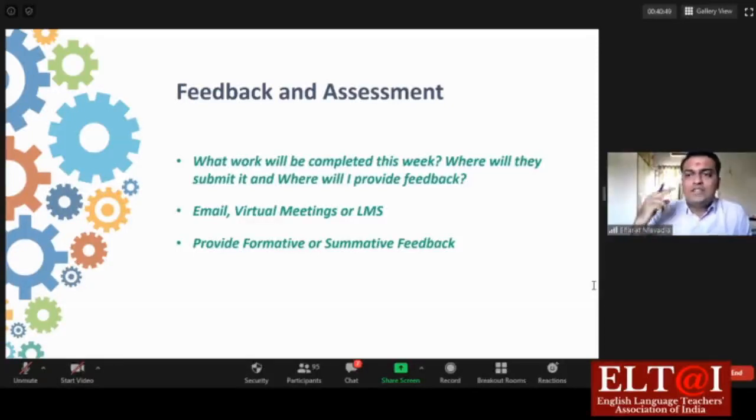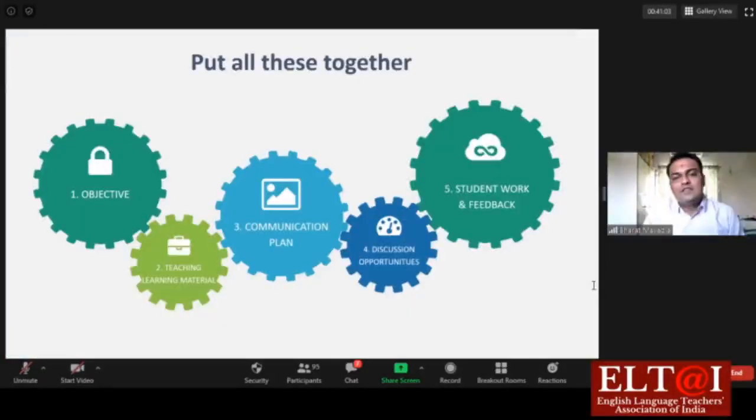Let us focus on their skills. It is much easier to evaluate their skills right now than it is to evaluate their knowledge. It is possible. Let's put all this together.